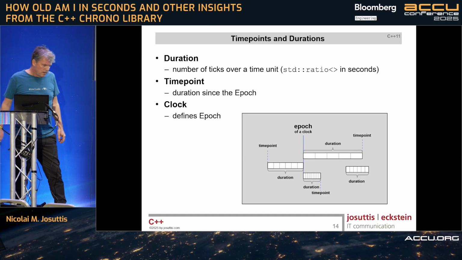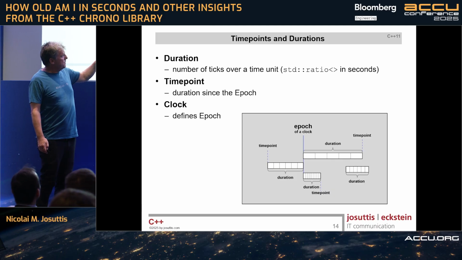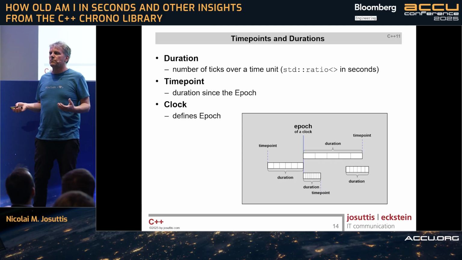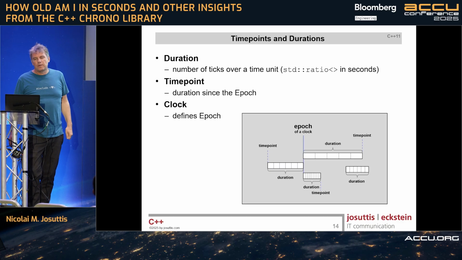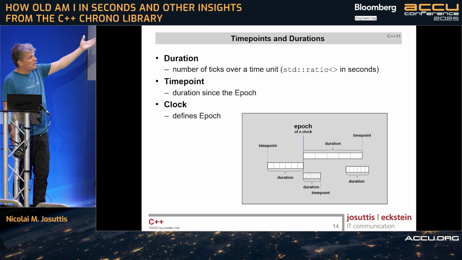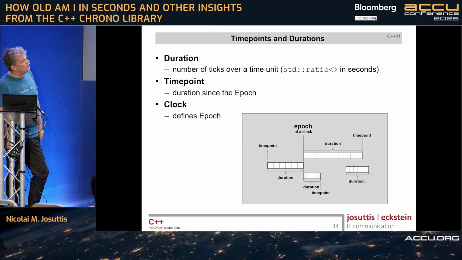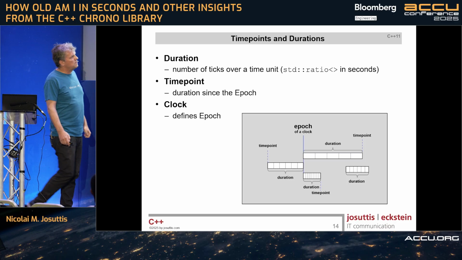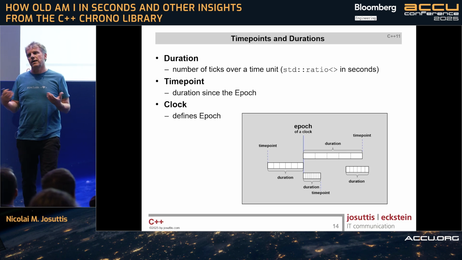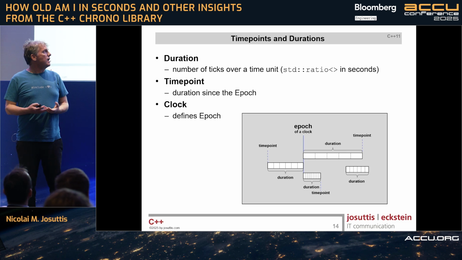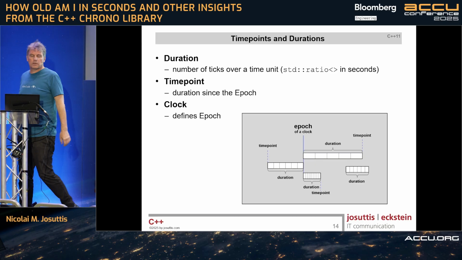Next part of it, we also have time points. Time points are distances, so durations from a 0 point, from an epoch, as we say, and the durations are the durations we just saw, so they might have different granularity. The important point is that to combine two time points, to compare them, to subtract them, they have to refer to the same epoch, and an epoch is defined by the clock.